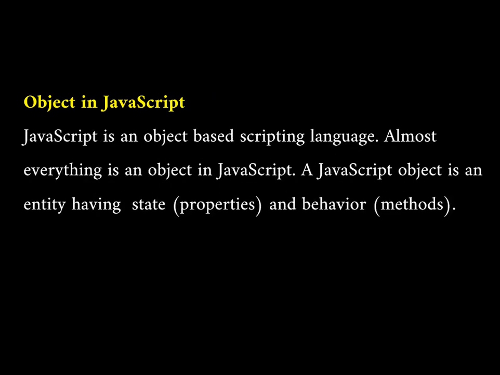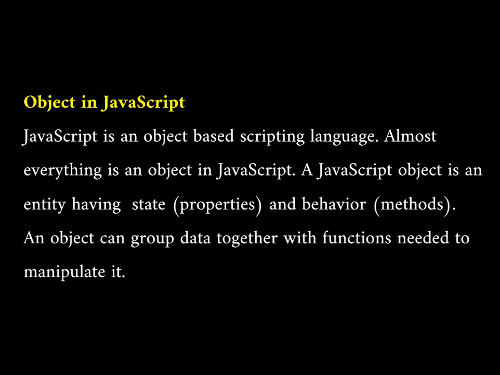JavaScript is an object-based scripting language. Almost everything is an object in JavaScript. A JavaScript object is an entity having state, properties and behavior (methods). An object can be grouped together with the functions needed to manipulate it.